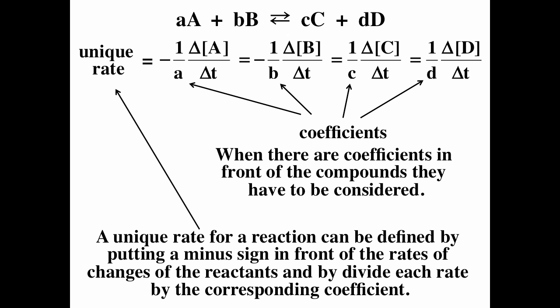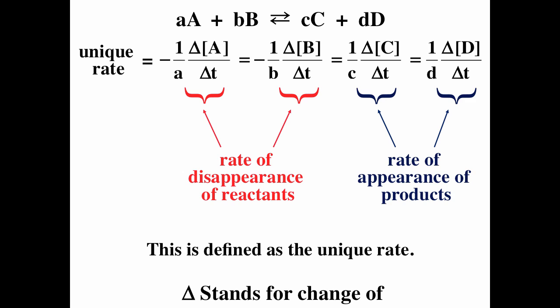And the way we do that is we put negatives in front of the reactants because their concentration is presumably going down. And we divide each rate by the coefficient. And so that way, each of these things equal each other. And so minus 1 over a, rate of A, equals minus 1 over b, rate of B, equals 1 over c, rate of C, which equals 1 over d, rate of D. And again, this is really cool because this way we only have to worry about one unique rate instead of 3 or 4.